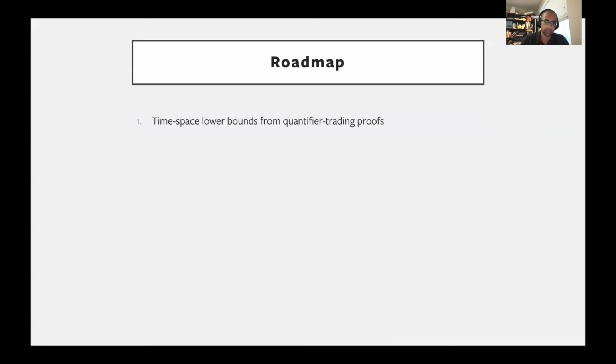So here's a roadmap for the rest of the talk. We're first going to talk about how we can get time-space lower bounds from quantifier trading proofs. And in particular, we're going to talk about speedup and slowdown rules, which are the key components of a quantifier trading proof. We're then going to talk about how we can get better quantifier trading proofs with generic slowdown rules. And the generic slowdown rule methodology is something we introduced in this work.